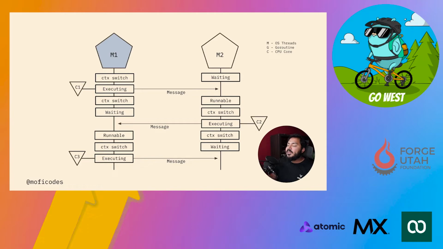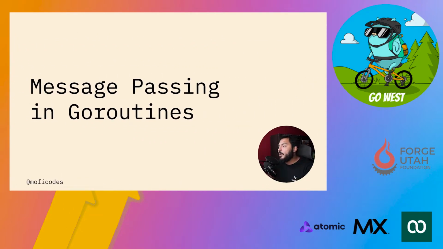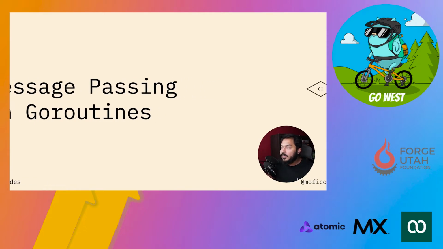As you can see, every time we pass a message, our thread has to be put into waiting, put back onto runnable, and put back into executing. That is a very expensive operation. Now let's look at the same operation, but in the context of Go routines.